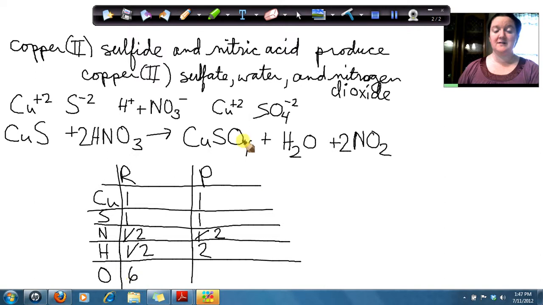If we look at this side, we have 4, and then we have 1, and then we have 4 more, which if I do 4 plus 1 plus 4, it's going to give us 9. So we don't have the right number of oxygens. So let's go back and let's get our oxygens balanced. So I'm going to erase that 2 because I need to change the number of oxygens I have.